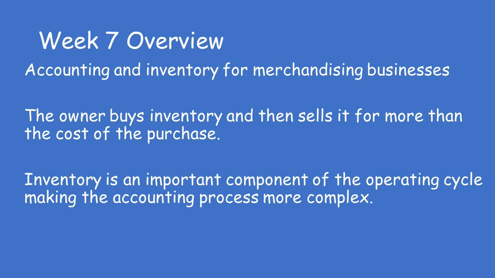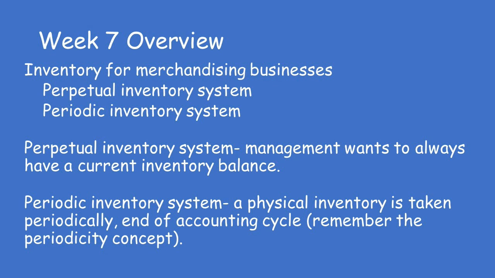If you don't keep track of it, and you don't sell it for more than you bought it for, then you're basically done. So in a merchandising business model, there are two basic systems of accounting for the items in the merchandising inventory, or when you're merchandising your inventory. There's the perpetual inventory system and the periodic inventory system.